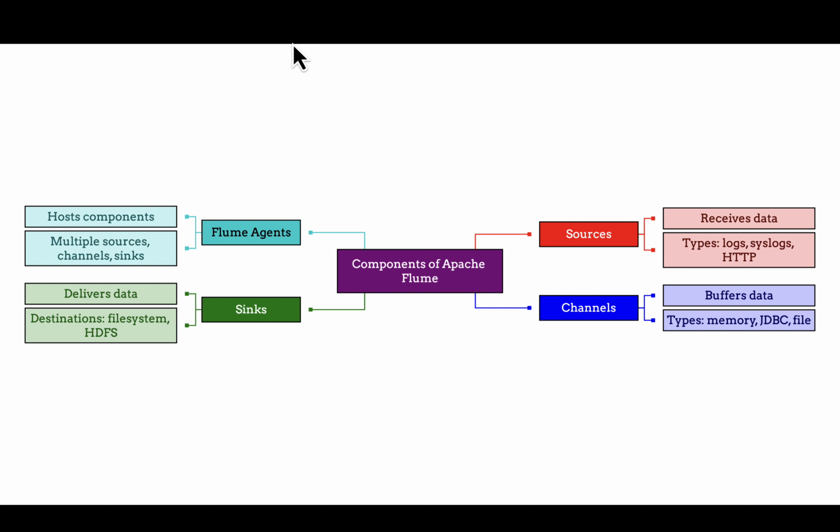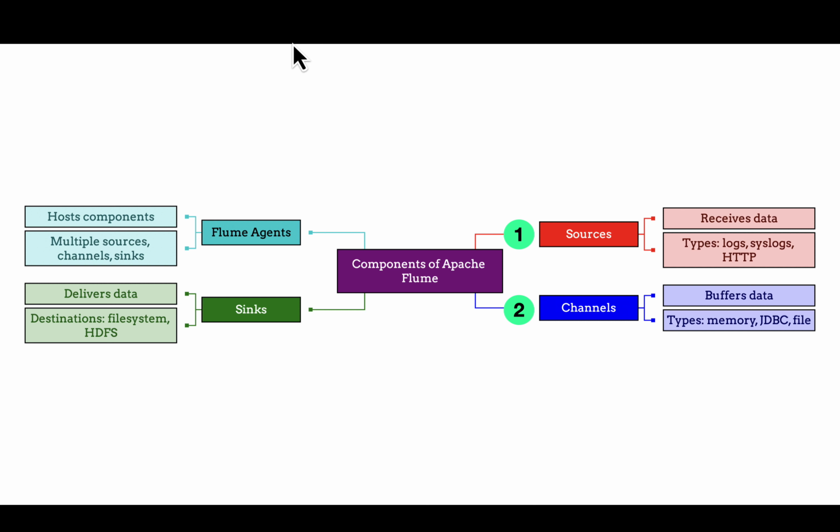Components of Apache Flume. 1. Sources. Sources are the components that receive or pull data into Flume. They can be logs, syslogs, HTTP, or even custom sources. 2. Channels. Channels act as the buffer between the sources and sinks. They temporarily store the data before it's delivered to the sinks. Types of channels include memory, JDBC, file, etc.